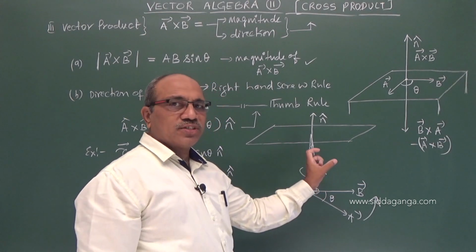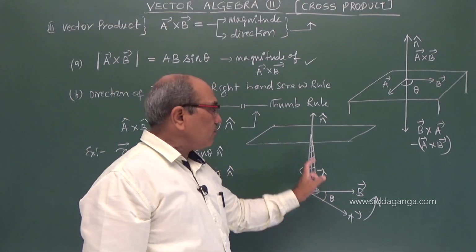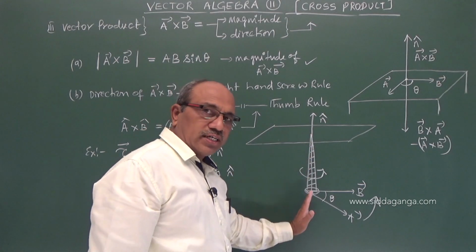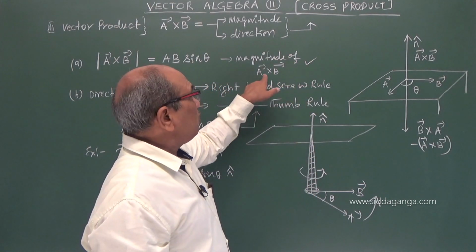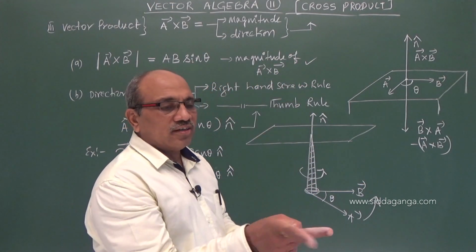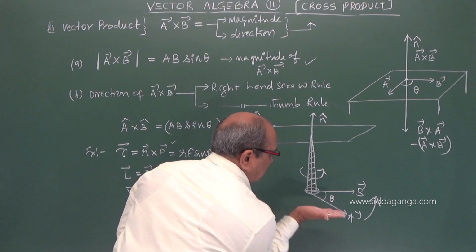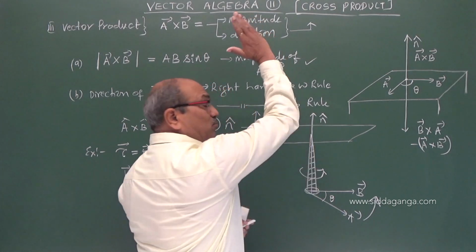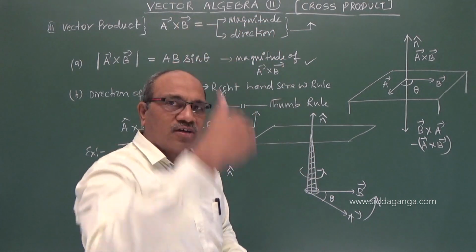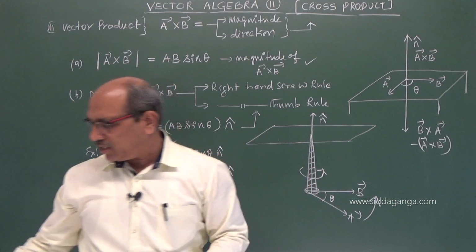You have to turn from the first vector to the second vector. The direction in which the tip of the screw moves is the direction of A cross B. No doubt you are turning in the horizontal plane, in the anti-clockwise direction, but the tip is moving in the vertical plane, upward or downward. That is what I showed you here.